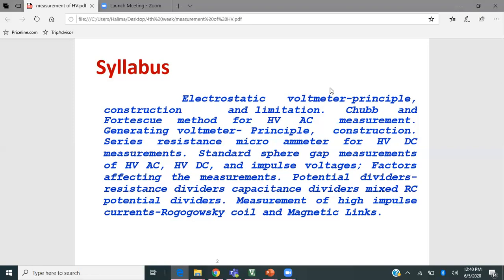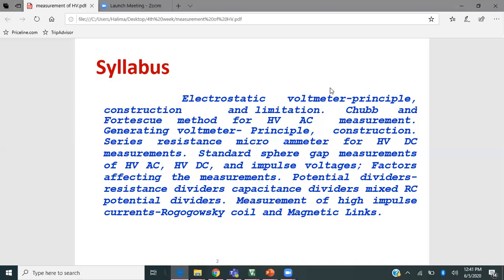Similarly, if we talk about DC voltages, there are different techniques for their high voltage measurement. For example, there will be some series resistance microammeter. There can be some resistance potential divider, generating voltmeter, sphere, and other spark gaps, etc.